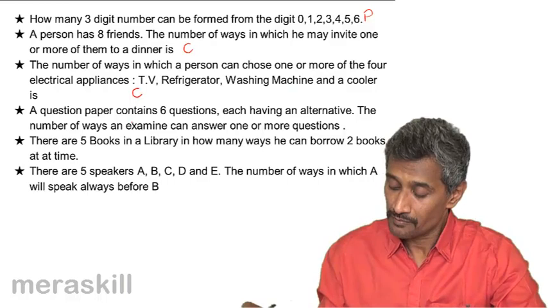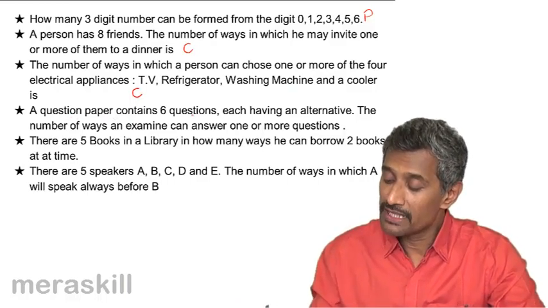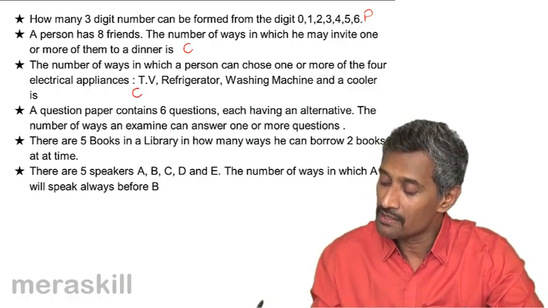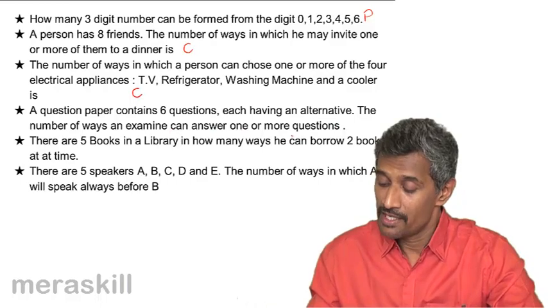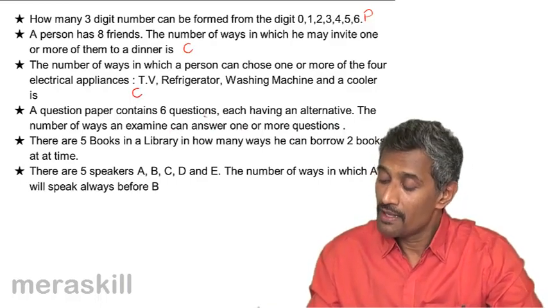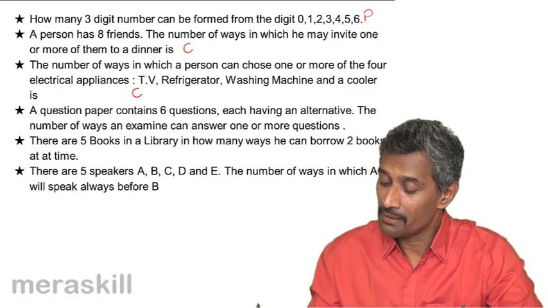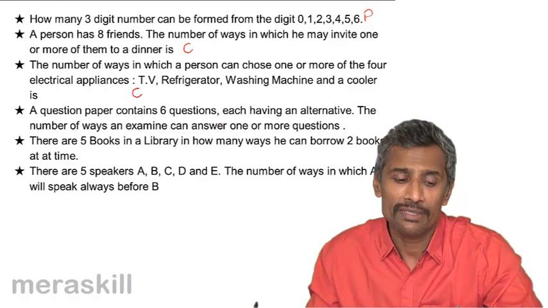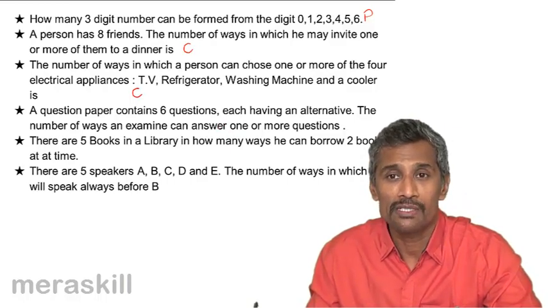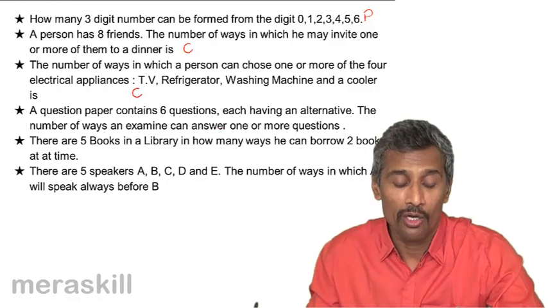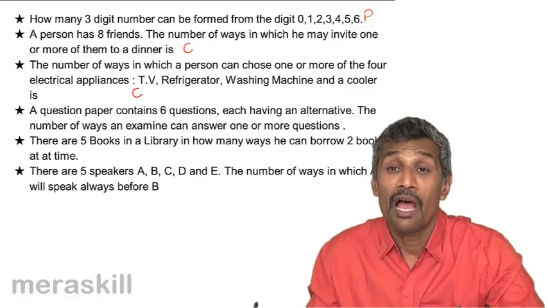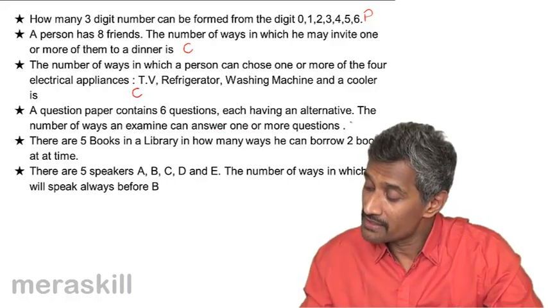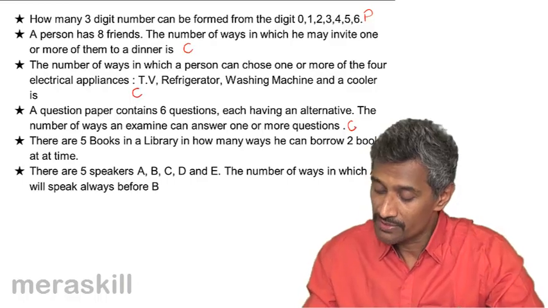Then a question paper contains 6 questions, each having an alternative. The number of ways an examinee can answer one or more questions. So he just has to pick answers for the 6 questions. He may choose question number 1 first or question number 2 first, and then go back to 1. The order in which he chooses is not important. Which questions he selects, that is important. So here again, it is a case of selection, so it's a combination.